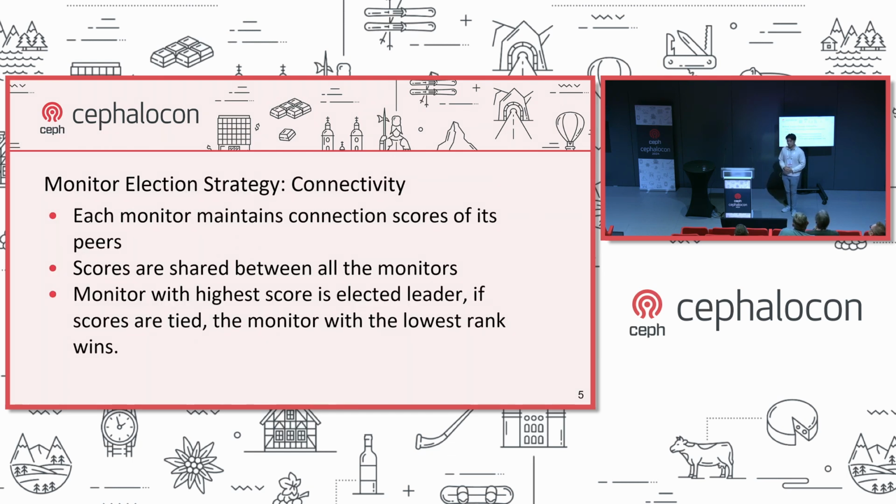So I'm going to talk about how monitors are elected. A leader monitor will be elected using the connectivity strategy. What this is, is that each monitor will maintain a connection score of its peers, and the scores are shared between all the monitors. And the monitor with the highest score is elected the leader. And if the scores are tied, the monitor with the lowest rank wins. So the leader monitor is in charge of all the decision making. All the requests that its peer monitors get will be rerouted to the leader monitor, and it has basically the authority.